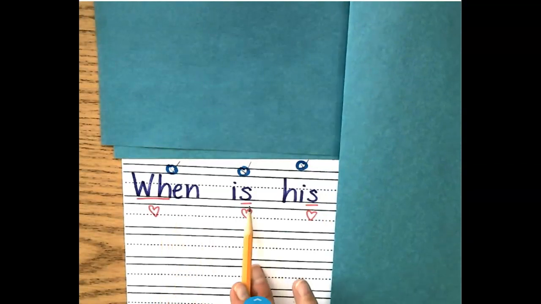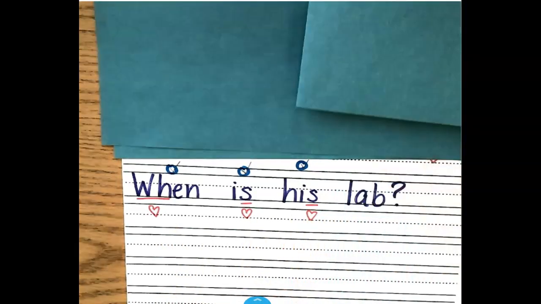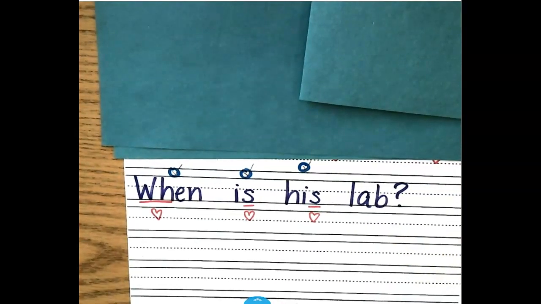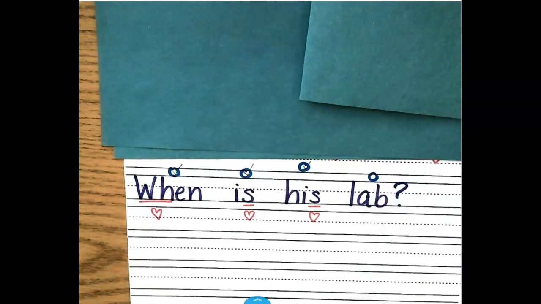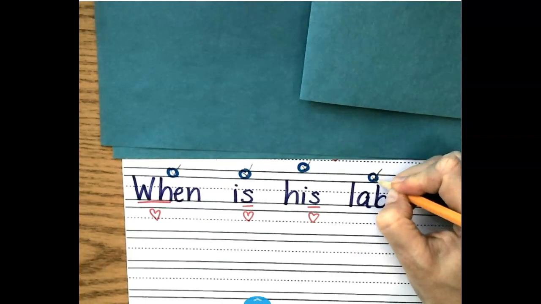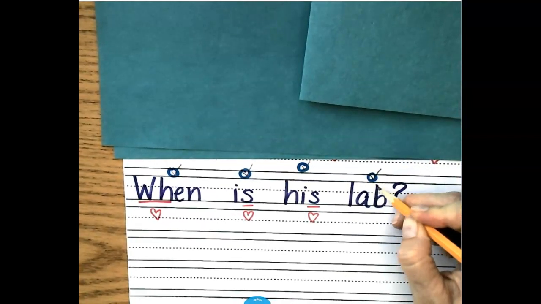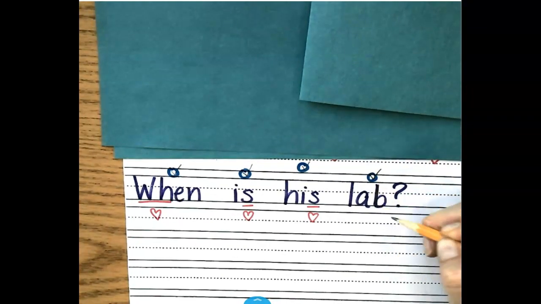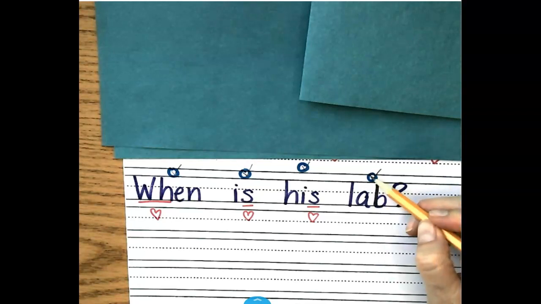When is his lab? No hearts here because it's a CBC word. We can sound it out. L-A-B. Lab. Check that you had a B with the line going first and not a D. If you got it correct, put a check mark.